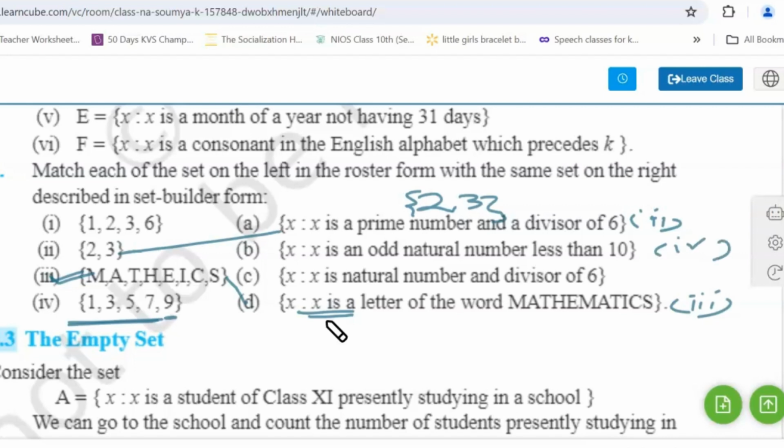The only remaining is x is a natural number and a divisor of 6. All are natural numbers starting with 1, and it goes; a divisor of 6 means it goes till 6: 1, 2, 3, 6 are included, no other numbers. It's a divisor of 6. So C matches with the first one.